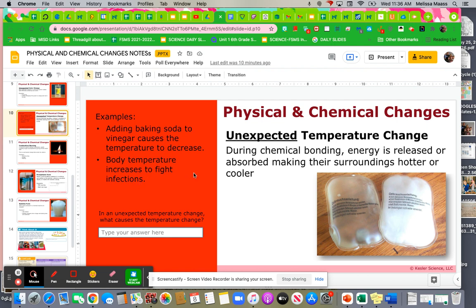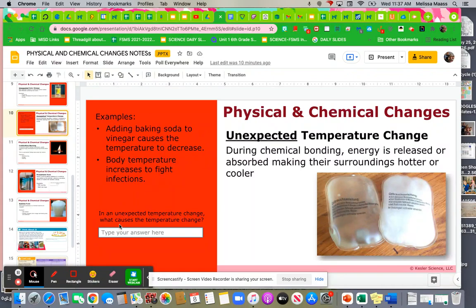So those are all going to be chemical reactions. In an unexpected temperature change, meaning it just changes and we weren't really expecting it at all, such as the baking soda and vinegar, there is a temperature change where this gets really cold. And with body temperature, when you're sick and your body's fighting off the disease or the infection, your body's going to increase in temperature. Hence, you don't feel good, okay?